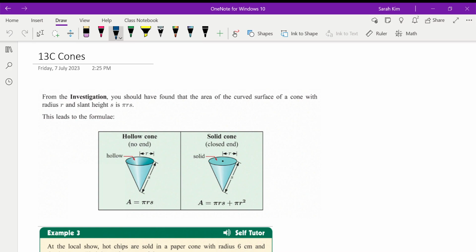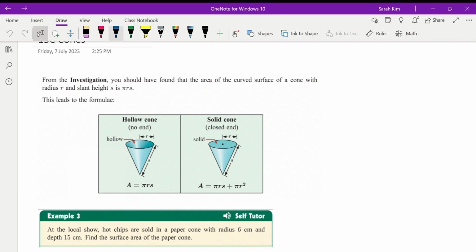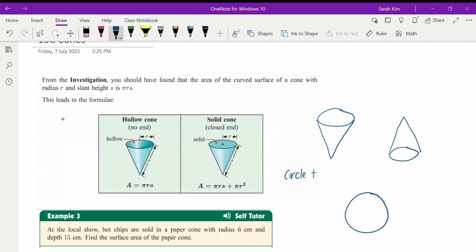So we're going to do 13C cones today, and what you have to understand is we have a cone that is shaped like this. It could also be inverted and look something like this, like a party hat. Now just take it into consideration for this one, there could be a circle and something that looks like this when you draw it as a net.